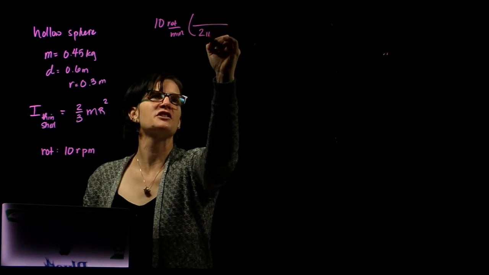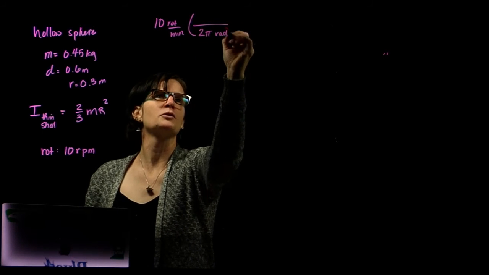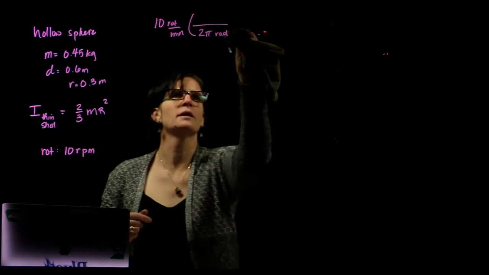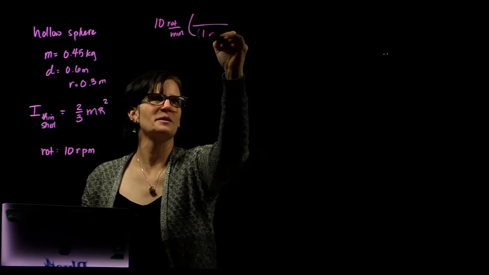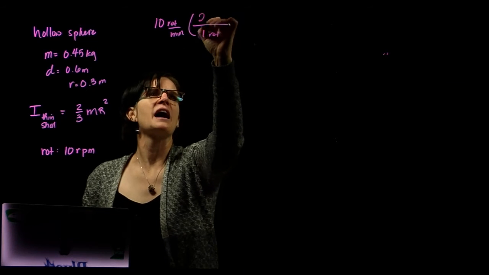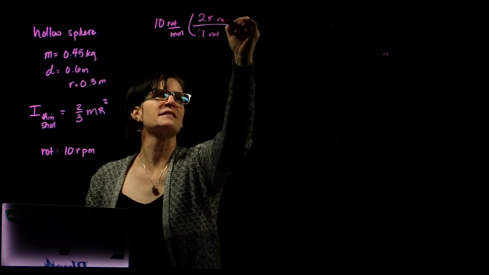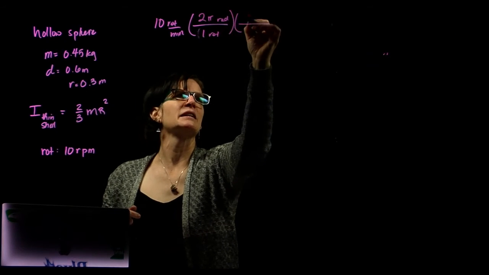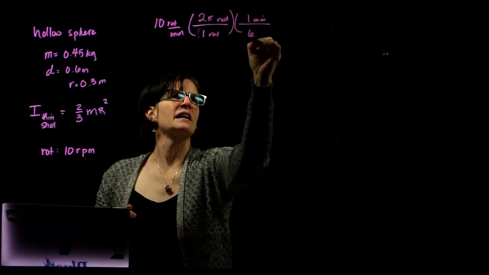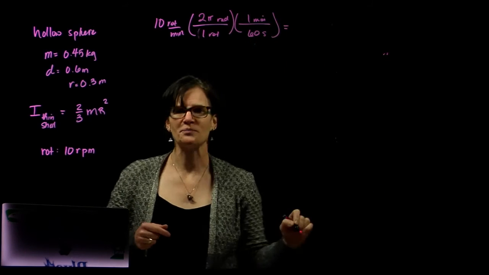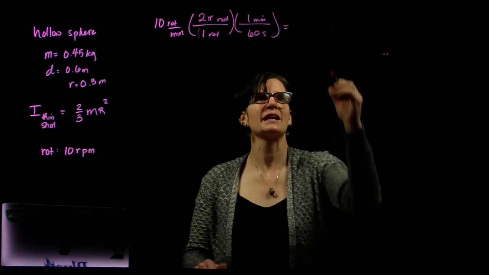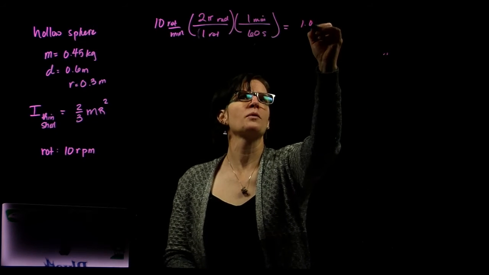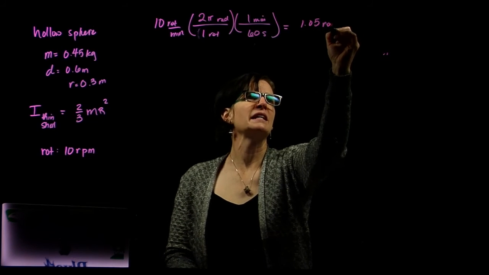So in one rotation, so they cancel, I have 2 pi radians. And in 1 minute, I have 60 seconds. So if we do our conversion from rotations per minute to radians per second, we end up with 1.05 radians per second.